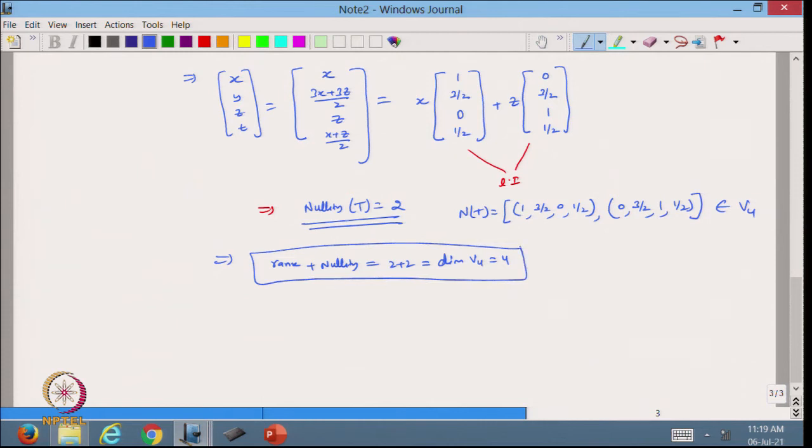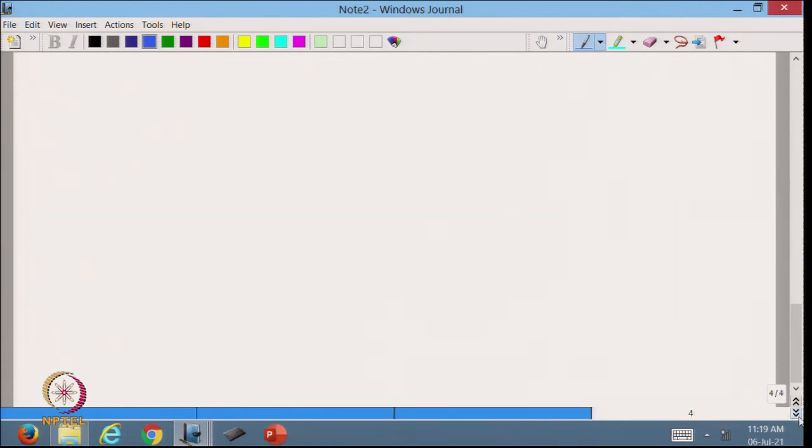So, based on this one, now we are going to introduce a very important theorem, and that is called the Rank-nullity theorem. So, what is this Rank-nullity theorem?